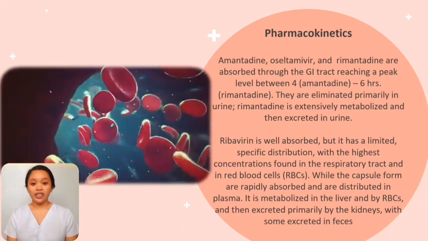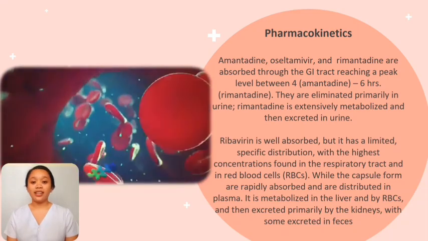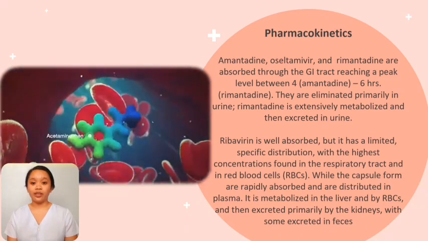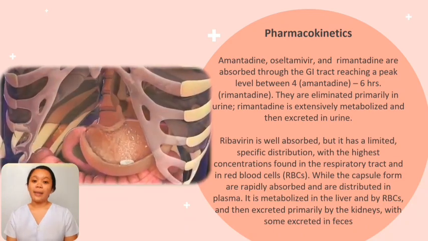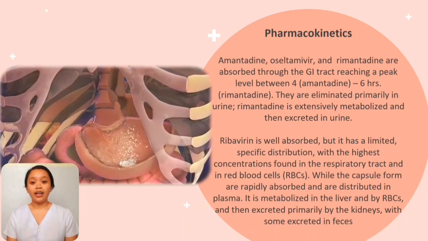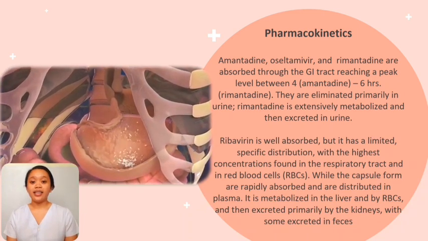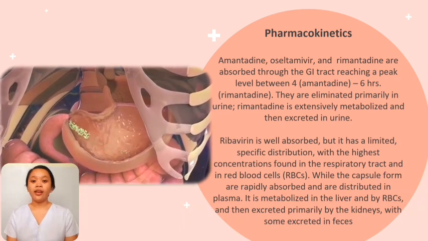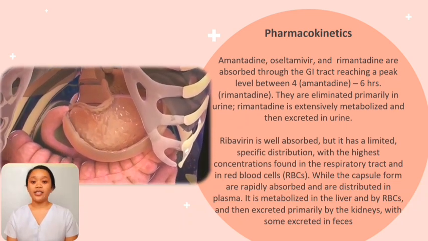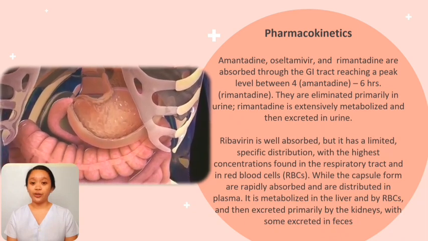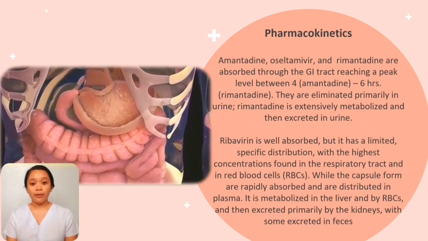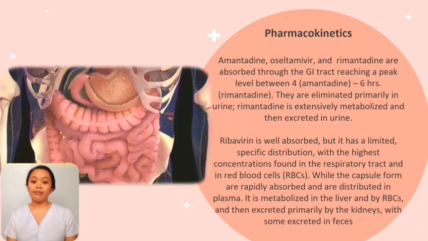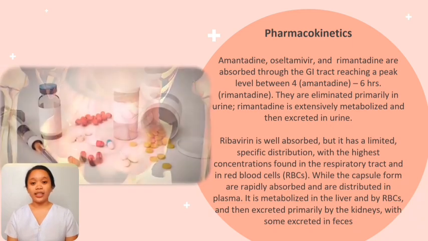After oral administration, amantadine and rimantadine are well absorbed in the GI tract and widely distributed throughout the body. Amantadine is eliminated primarily in urine. Rimantadine is extensively metabolized and then excreted in urine. Ribavirin, on the other hand, is rapidly absorbed and distributed in plasma. It is metabolized in the liver and by RBCs, and then excreted primarily by the kidneys, with some excreted in feces.